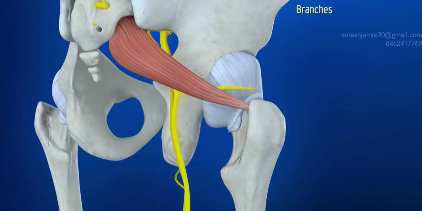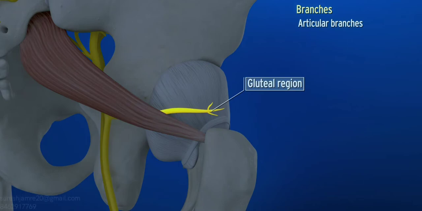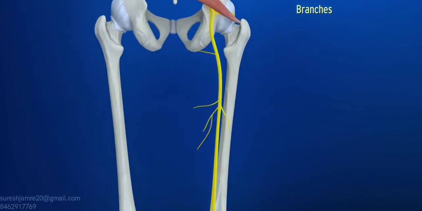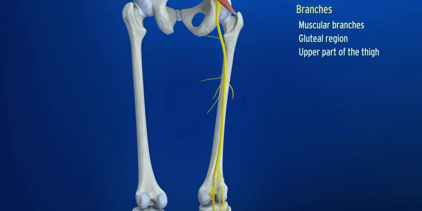Branches. Articular branches to the hip joint arise in the gluteal region. Muscular branches may arise in the gluteal region or in the upper part of the thigh.